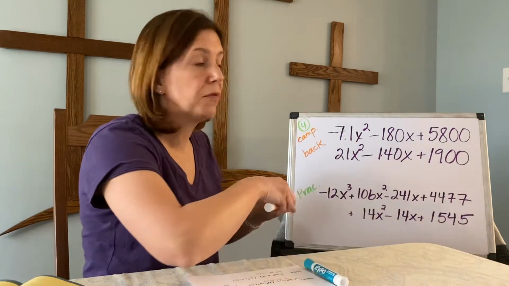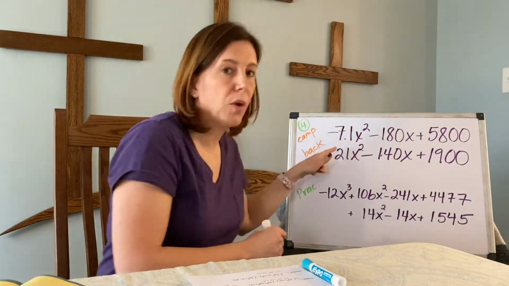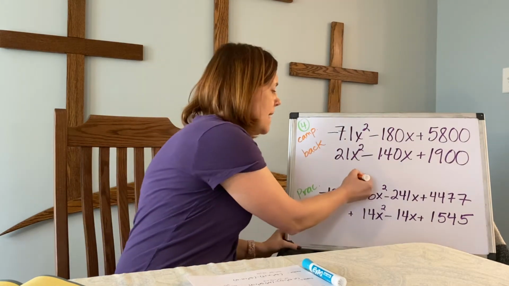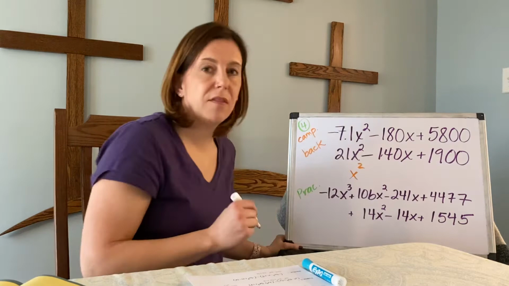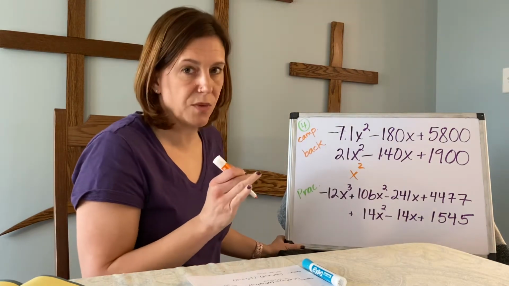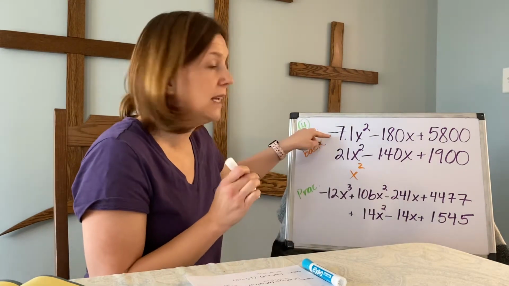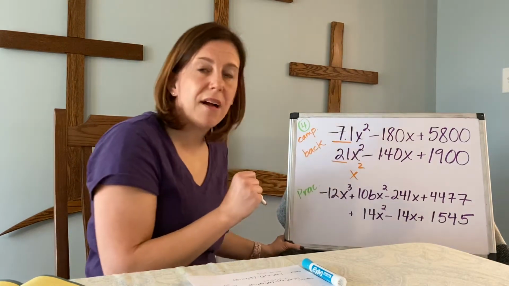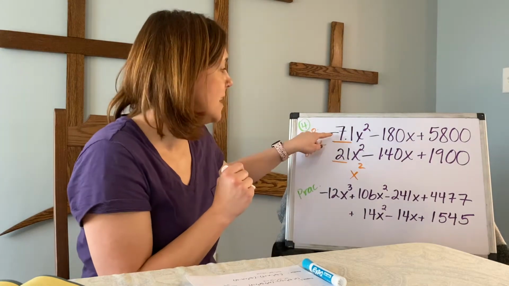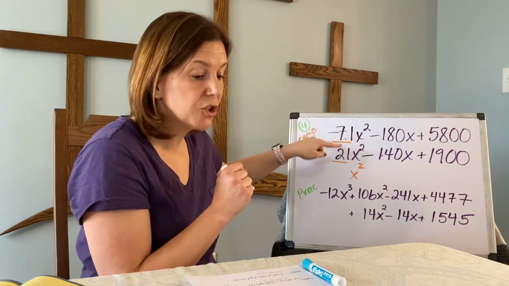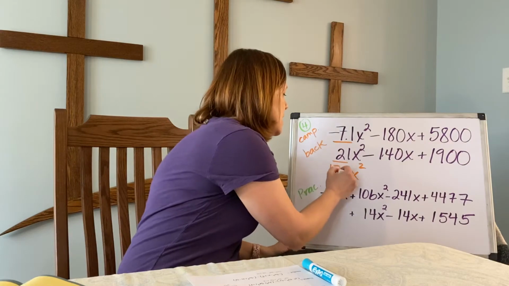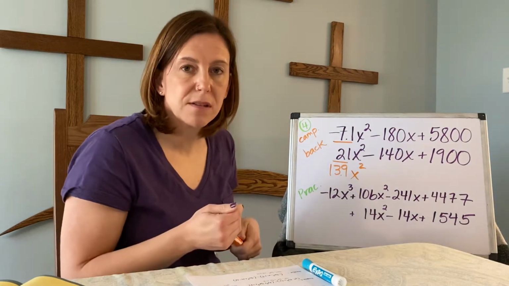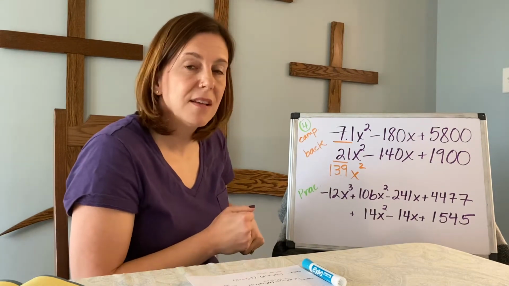So let's dive into number 4. I have negative 7.1x squared plus 21x squared. Remember that my term itself, the variables and the exponents, are never going to change with addition and subtraction, but my lead coefficients are. So I do the math with the numbers in front. Negative 7.1 plus 21 gives me 13.9 x squareds. Okay, that's my first set of common terms.